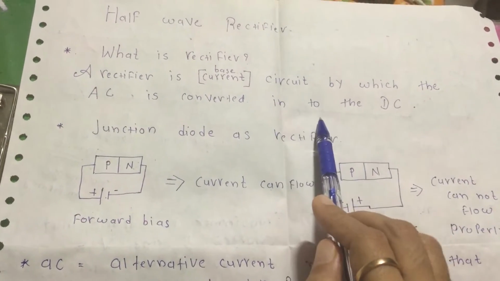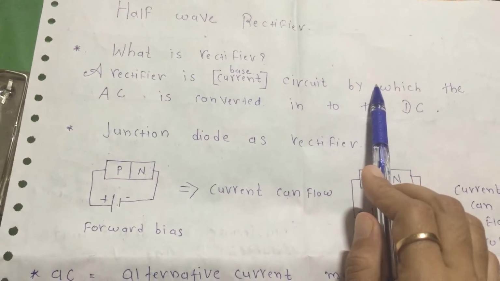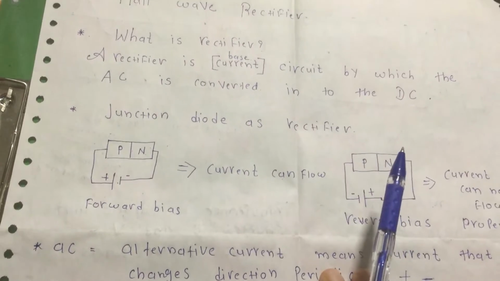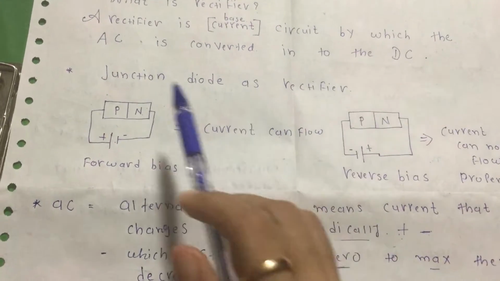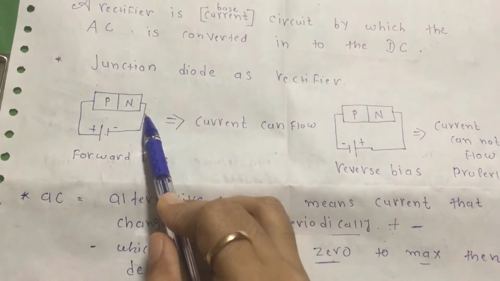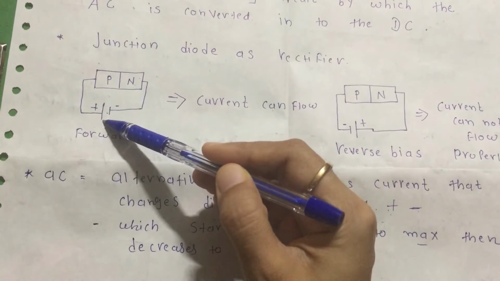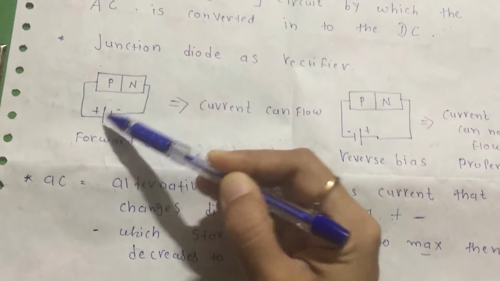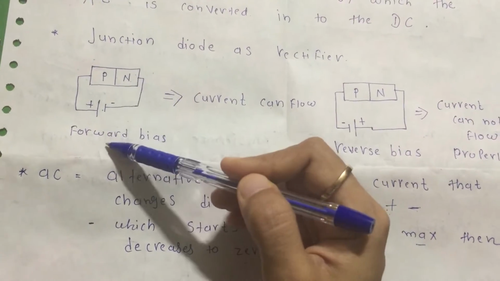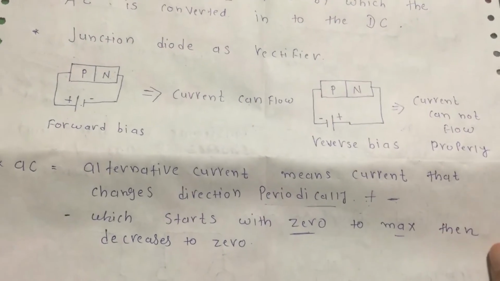So for this application we use a half-wave rectifier. There is also a full-wave rectifier, but today we are going to learn the half-wave rectifier. Okay, this half-wave rectifier is based on a junction diode. Of course, you know the junction diode, which is a PN junction, and you know that when the P-type semiconductor is connected with the plus terminal, the positive terminal, and the N-type semiconductor is connected to the negative terminal, then it is forward bias and current can flow easily and properly. You know that.